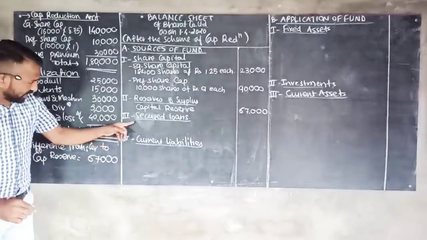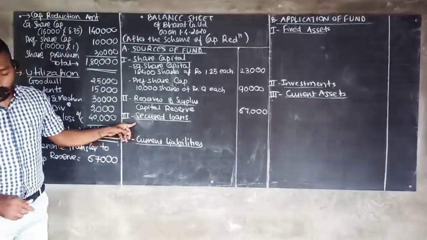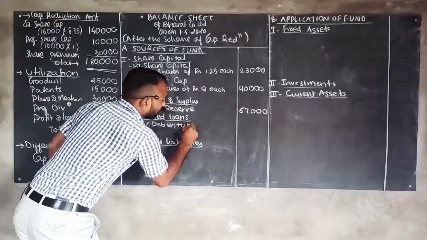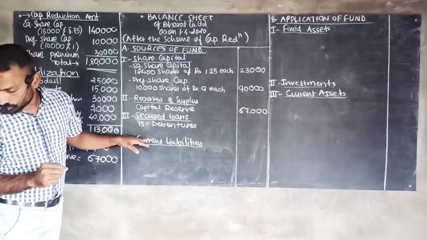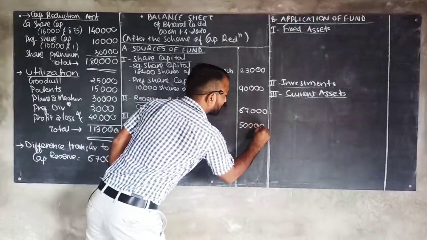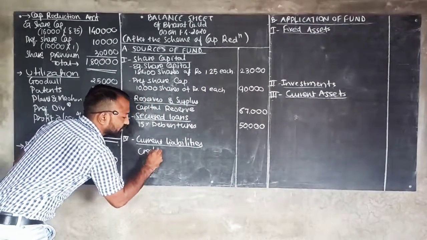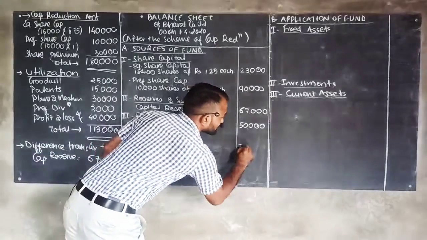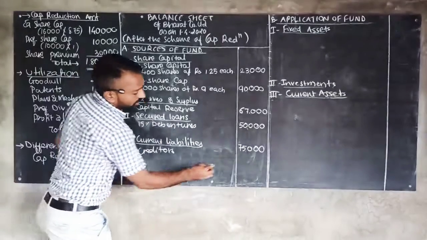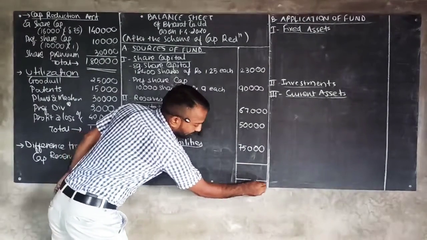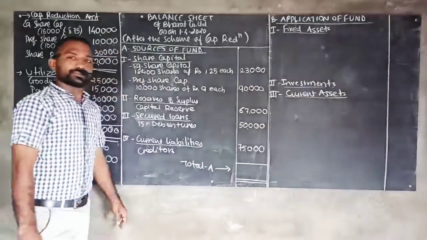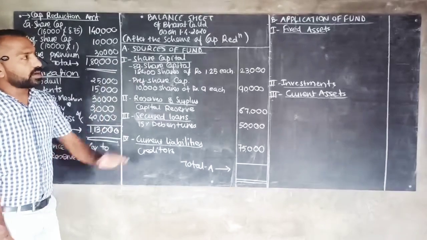Clear? Moving further, secured loans. Secured loans, we have 15% debentures amounted to rupees 50,000. And the last one is creditors amounted to rupees 75,000. Clear? So this is our liability side. This is total of A. Clear? Moving further, come to the asset side.